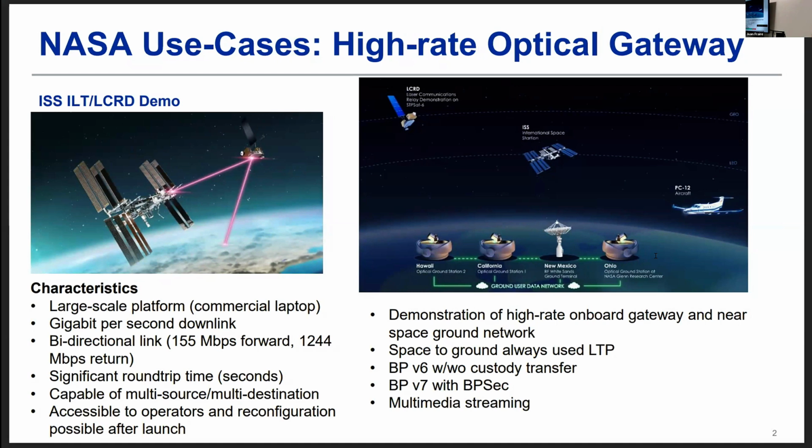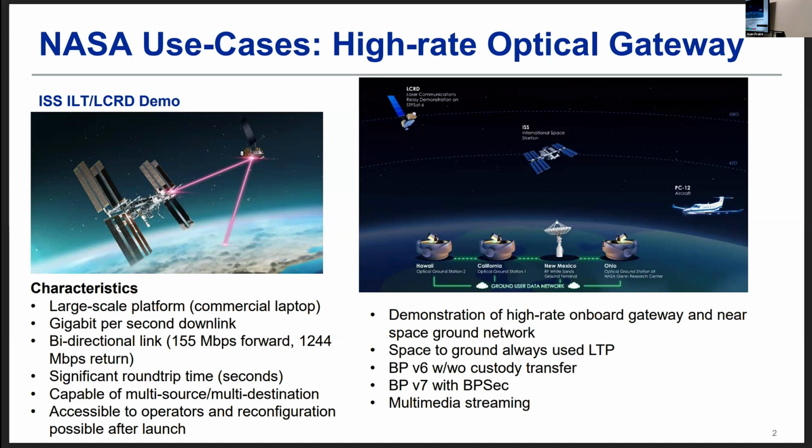So it was 155 megabits forward and 1.2 gigabits per second return. And there was also a significant round trip time of 4 seconds. This was a system capable of supporting multiple payloads and also multiple ground stations. You can see in our picture here, and actually it's a video, but I don't think the video is playing. Either way, basically we have from the ISS the link to LCRD and then LCRD to any of these 3 ground stations. So it has multiple sources and multiple destinations.